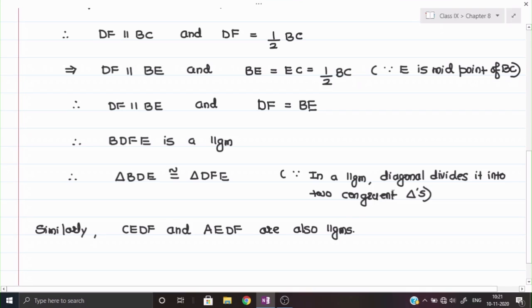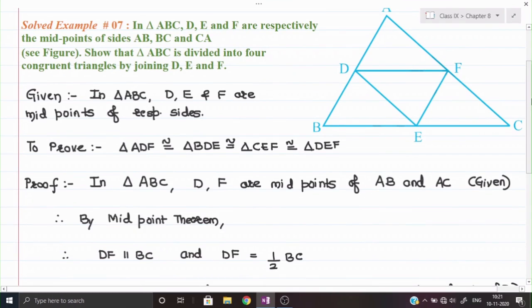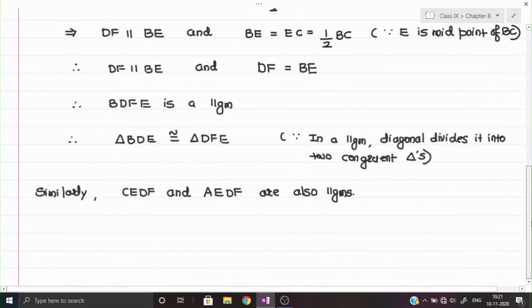Now CEDF is a parallelogram, so which two triangles are congruent? Observe, the two triangles will be CEF and DEF. So we shall write here, therefore triangle CEF is congruent to triangle DEF. Okay, this is our equation number 1, and this will be equation number 2.